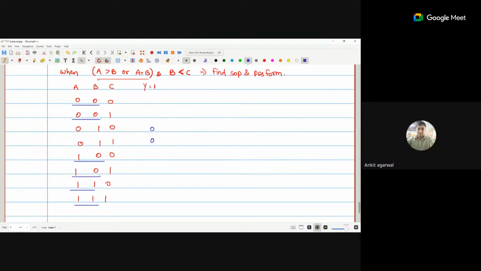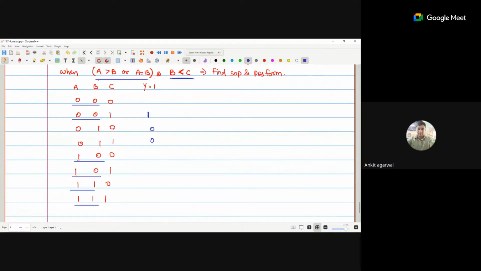So the first condition is fulfilled because there is an OR gate, so any of the conditions will be followed. That is okay. Now the second condition is B should be less than C. So B is this one. B less than C because B is 0, C is 1. So we are getting output Y1 here. Because there is an AND condition, that means this condition as well as this condition both should be strictly followed.